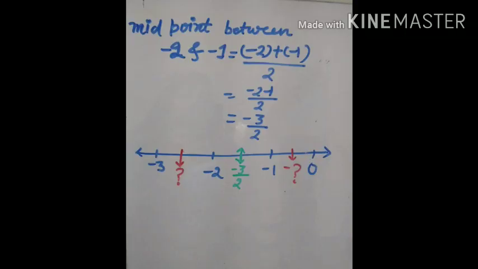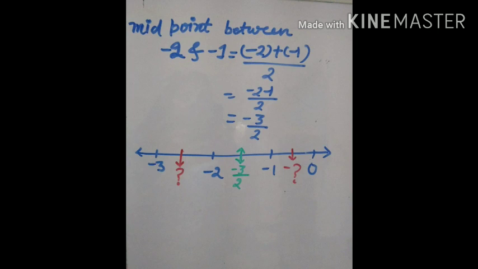See, here I have written the midpoint between -2 and -1. I have done the same thing. I have added the two numbers and divided by 2. The answer we are getting is -3/2, which I have represented with the green color.